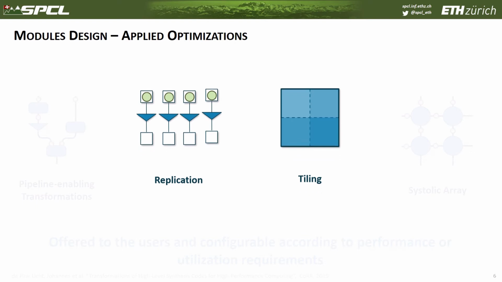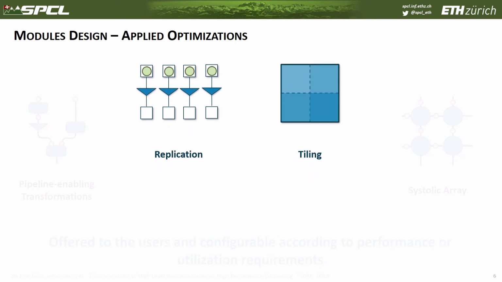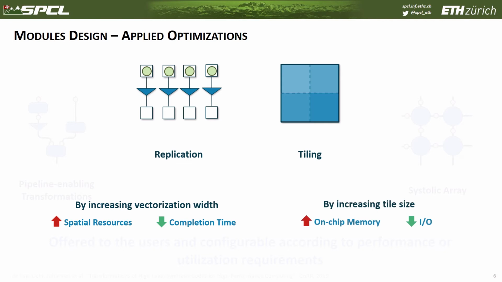Now let's consider replication and tiling and see what are the effects of acting on these two optimizations. For example, the user may want to increase the vectorization width in order to reduce the completion time. But this, on the other hand, will also increase the spatial resources because we will need more resources to carry on the computation. And similarly, if we increase the tile size, on one hand we will reduce the latency of the computation, but on the other hand we will also increase the use of on-chip memory because we will need more space to accommodate the data.